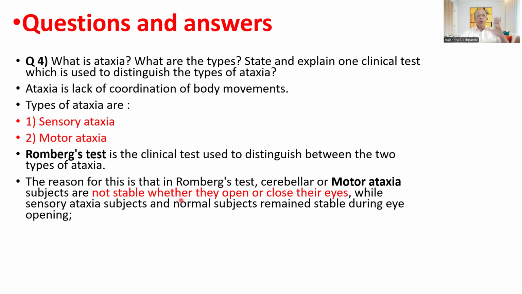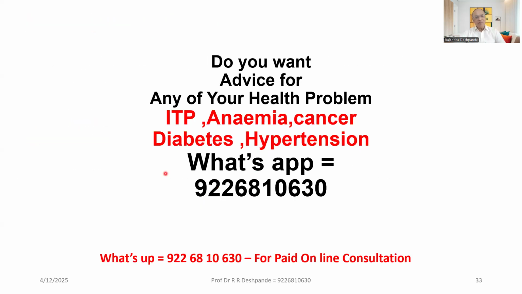Both the times they will lose the balance. While in sensory ataxia, the patients and normal volunteers remain stable during the eye opening. Only when they close the eyes, they will fall down. But with eyes open, okay. That is called sensory ataxia. So my dear friends, this is all about motor system examination.